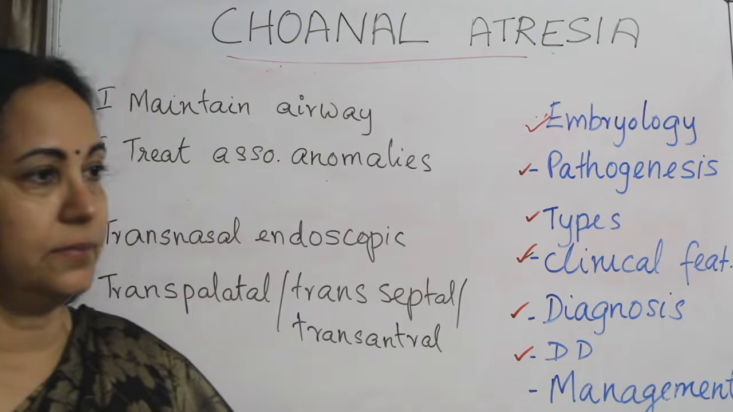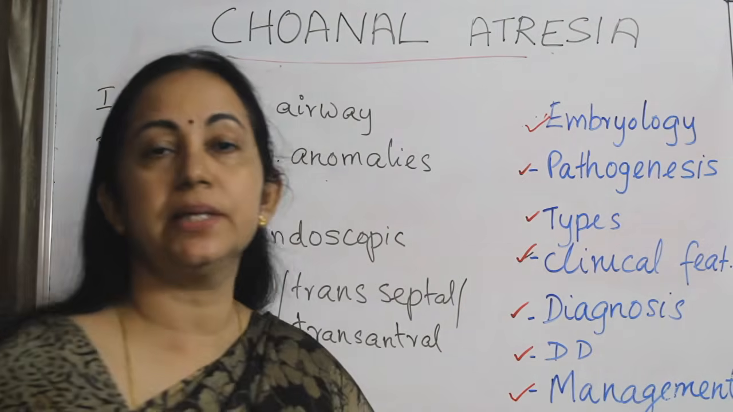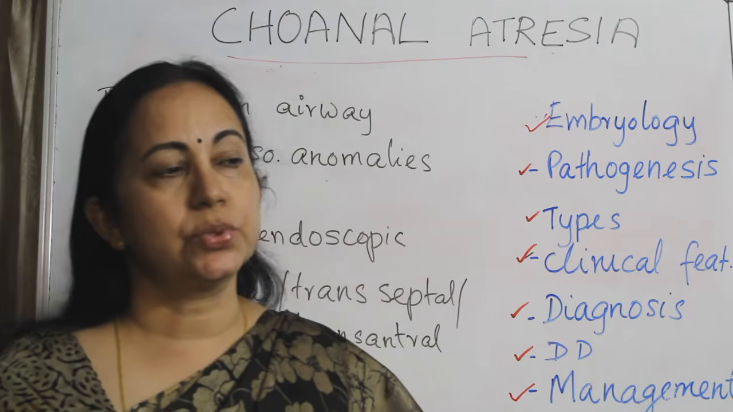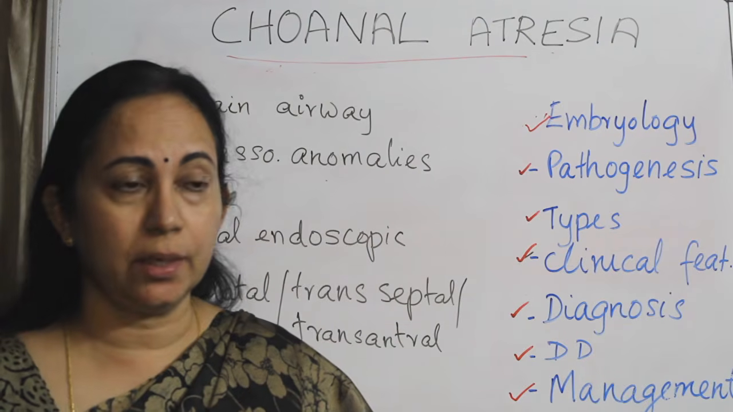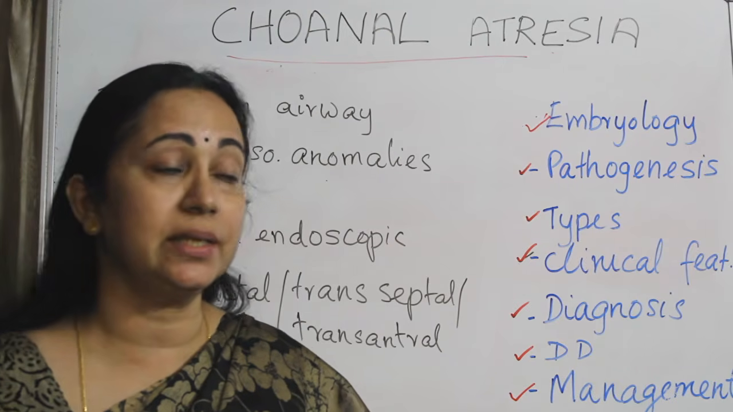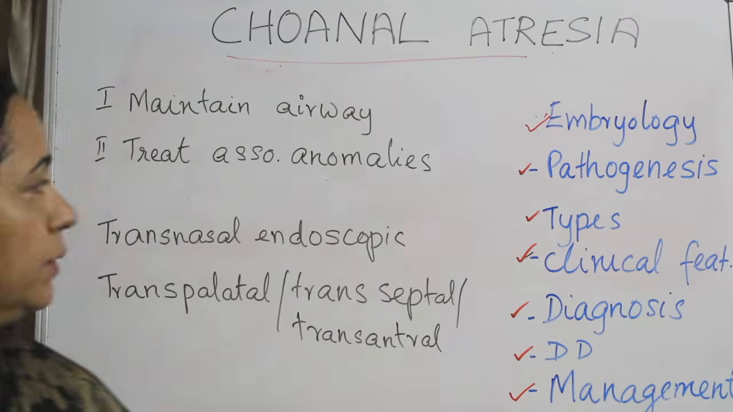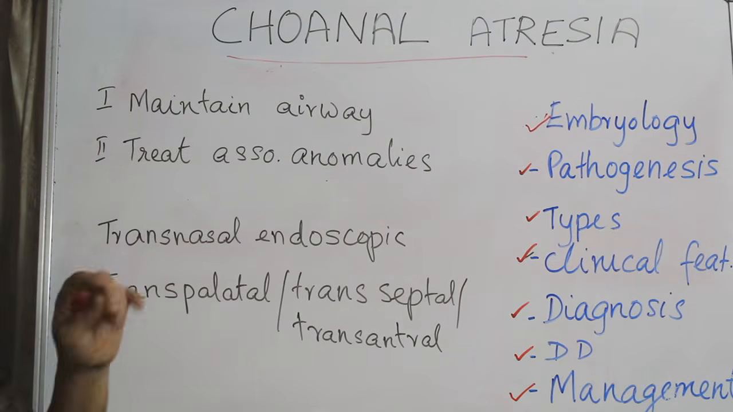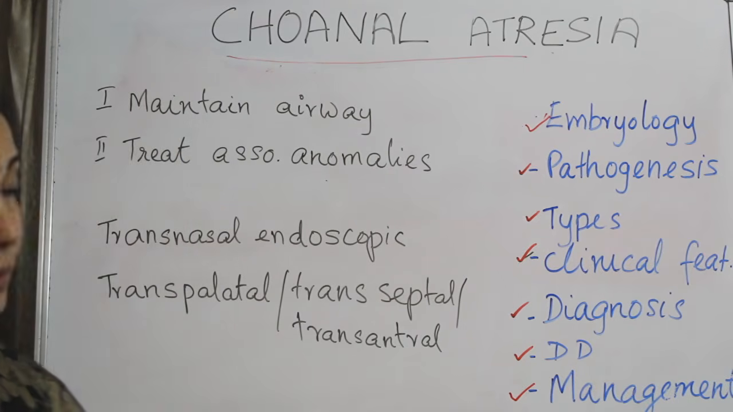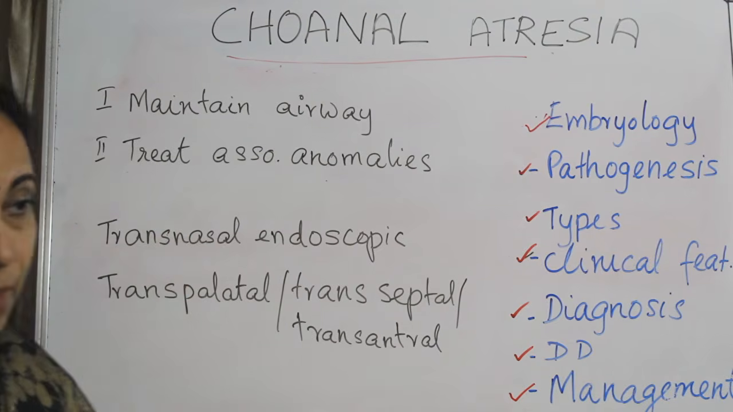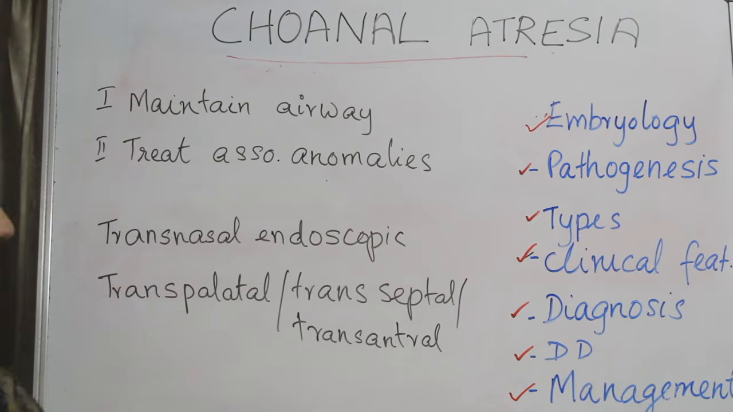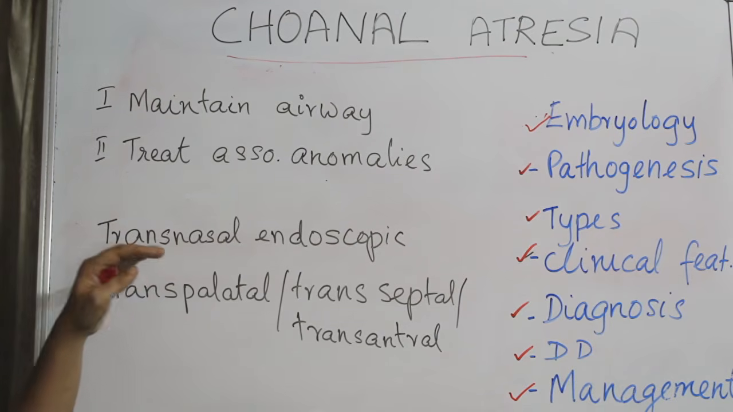And in the management, initial stabilization is most important, especially in cases of bilateral choanal atresia. Surgery can be postponed up to 6 months of age. But in cases of severe obstruction, initial intervention may be required. You can maintain the airway either by an oral airway, or by endotracheal intubation, or by using a McGovern nipple, and always treat associated anomalies like cardiac or respiratory anomalies, especially in case of syndromic association.